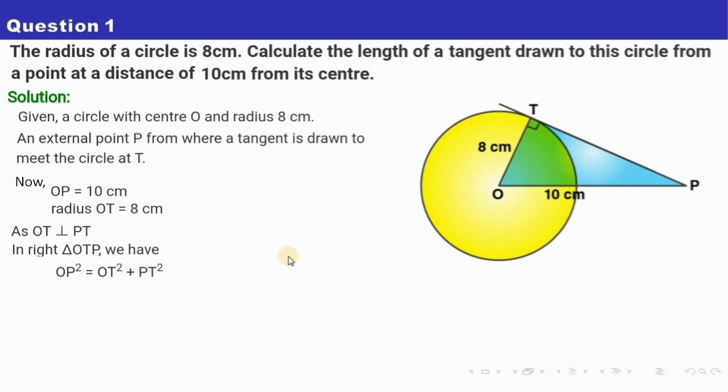Now let us put the values of the known quantities. We have OP equals 10 centimeter and OT equals 8. So if I put the values, then I have 10 square equals 8 square plus PT square, and we need to find PT, right?